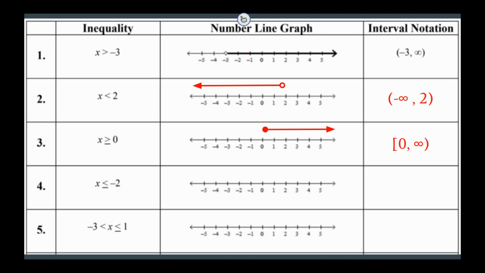Number 4, x less than or equal to -2. It's going to be another, what kind of circle? Closed circle, pointing to the left. So your interval notation, from left to right, is negative infinity up to -2. The negative infinity has a parenthesis, and the -2 is going to have a bracket.